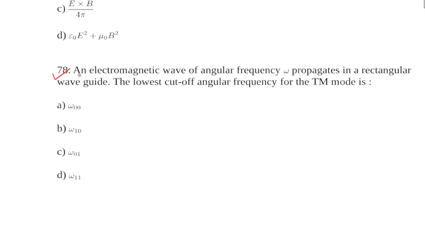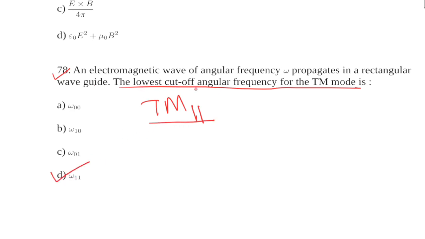Next, 78. An electromagnetic wave of angular frequency omega propagates in a rectangular waveguide. The lowest cutoff angular frequency for the TM mode. For TM mode, you should remember it is 1 1. So omega 11 is your lowest cutoff frequency, and for TE you should remember that is your omega 10 for TE.